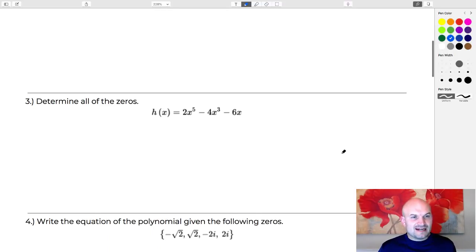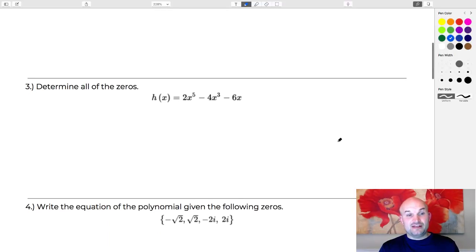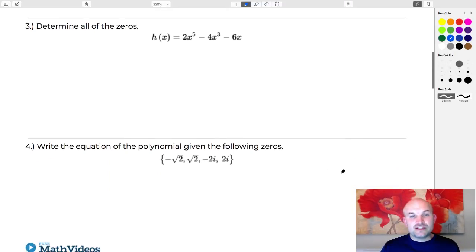Then we're going to work on finding all the zeros by using factoring and then writing the equation of the zeros. And then I'll go ahead and take a break.